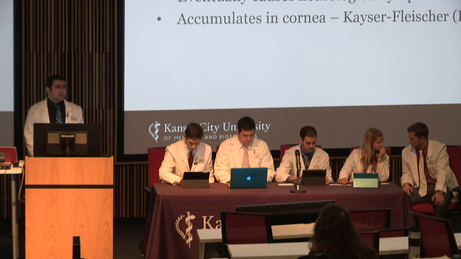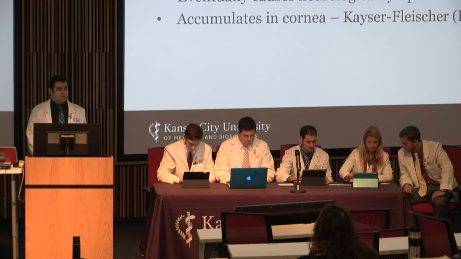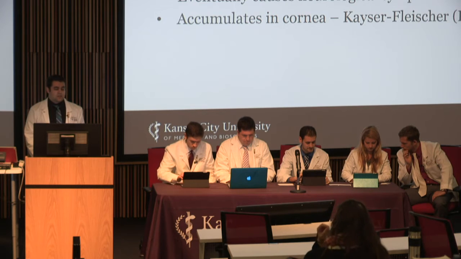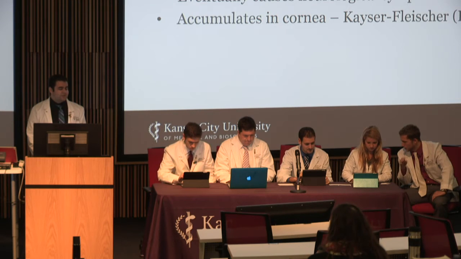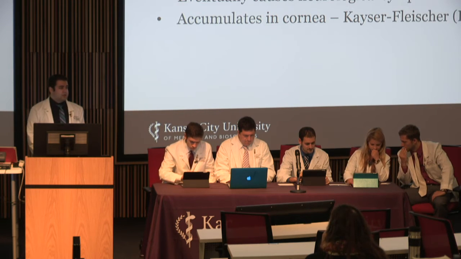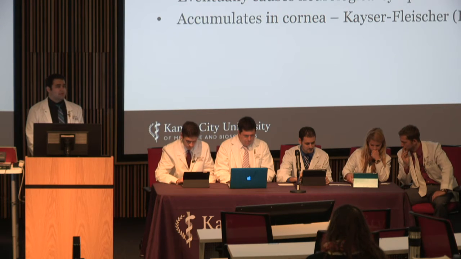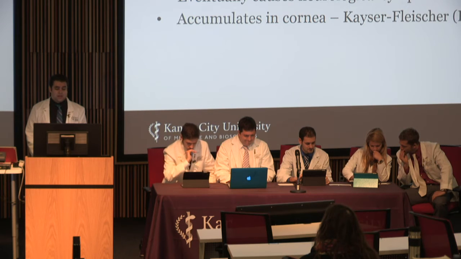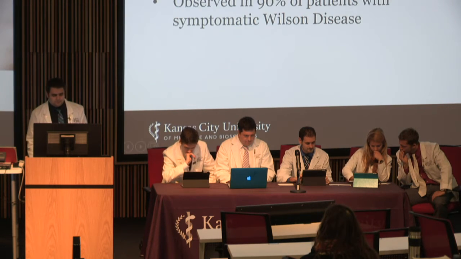The results of this excess copper I'd like to discuss are threefold today. First, there will be liver disease, as this is the main location where copper has begun to build up. It will oxidize lipids and proteins and promote free radicals. Eventually, this will cause neurological symptoms as the copper finds its way into the brain, and it will accumulate in the cornea, causing Kayser-Fleischer rings or KF rings, as we had noted in our patient.